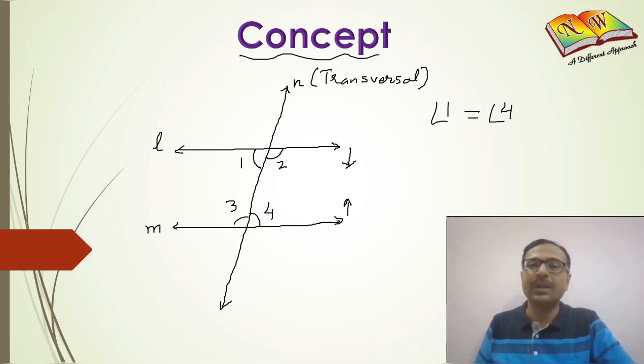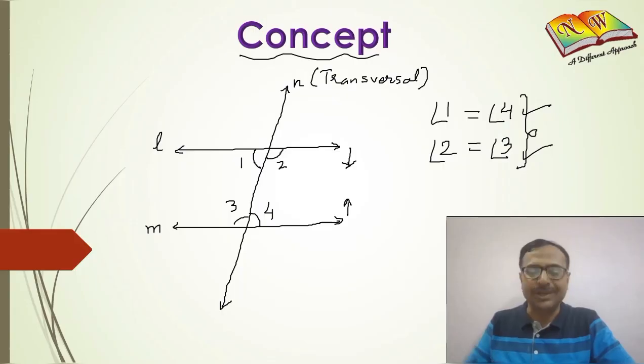be of equal measure. And likewise, angle 2, which lies on the right side of the transversal, will be equal to angle 3 in the lower bunch, which lies on the left side of the transversal. This pair is known as alternate interior angles, and they are equal. Angle 1 equals angle 4 and angle 2 equals angle 3.